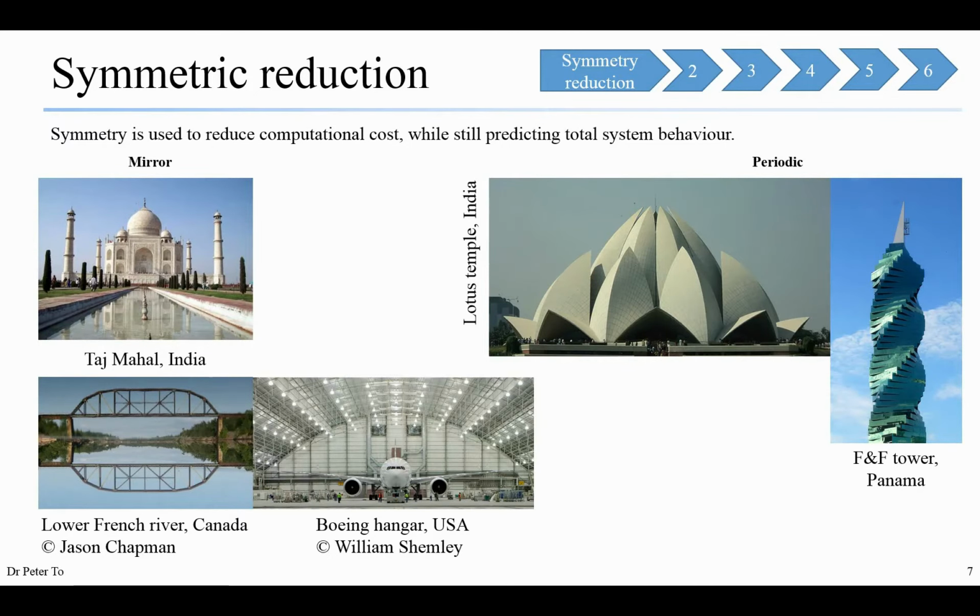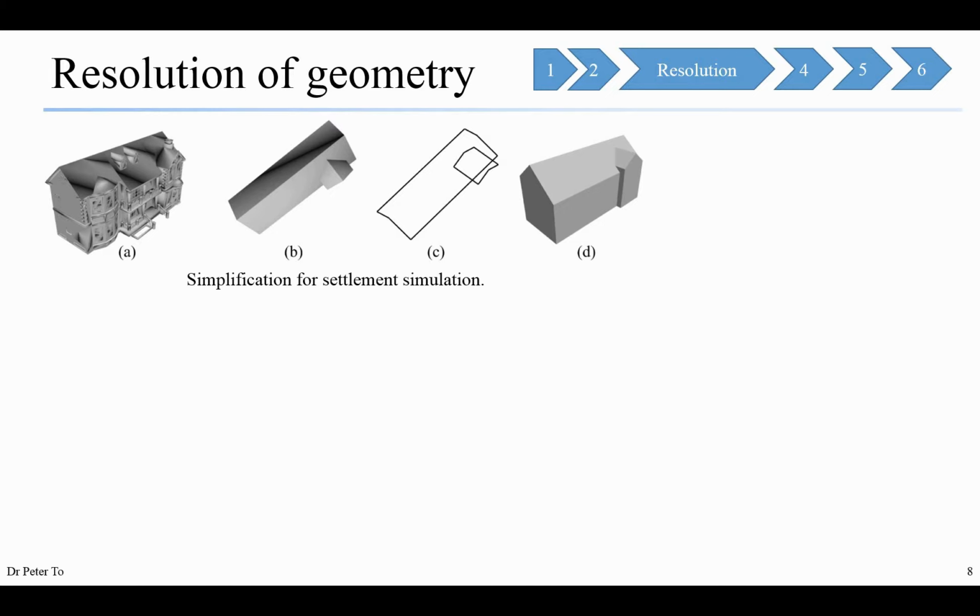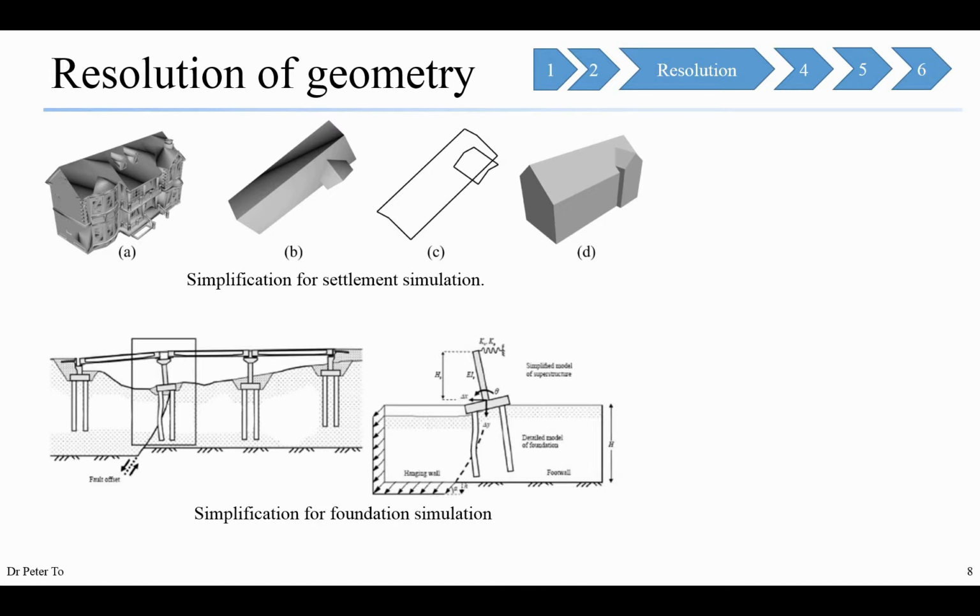So after the selection of dimensions of the simulation, we move into the resolution of geometry. You know that the finite element method is an approximate method. Therefore, it will give you only an approximate solution. Some details just add to the burden of the computation, and they don't influence your results. So here is an example of simplification from a complicated house into a very simple shape. And here is another simplification of the foundations and the influence from the structure.